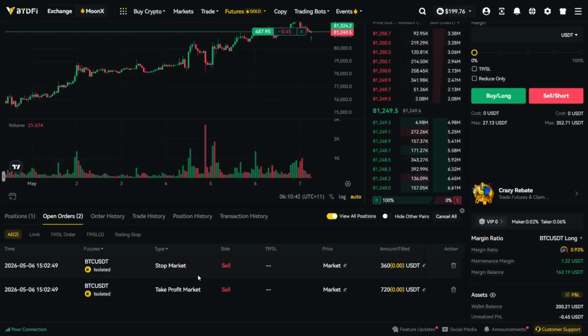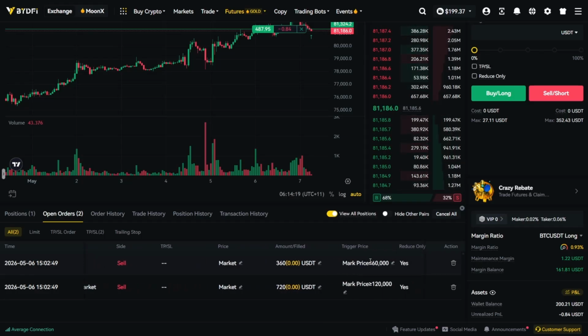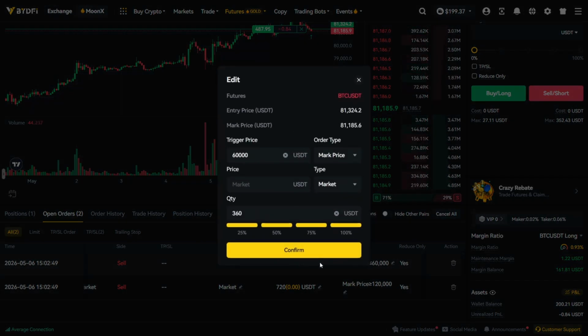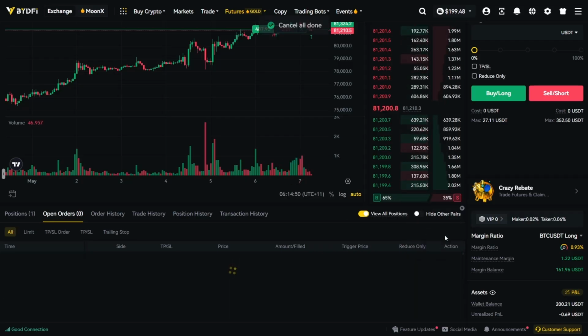Under open orders is where we can manage our open orders, like our take profit and stop loss. This is where we can edit our take profit and stop loss orders. We can change things like the price, amount, and the trigger price. We would just click on this icon here and be able to change things. This is also where we can cancel our order. We can cancel them individually, or we can click on cancel all. Now, I showed you how to add a take profit and stop loss before your order.